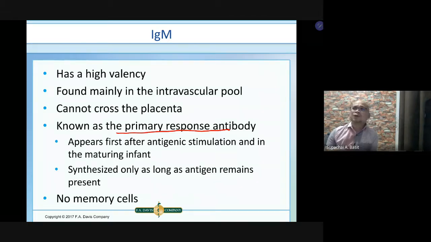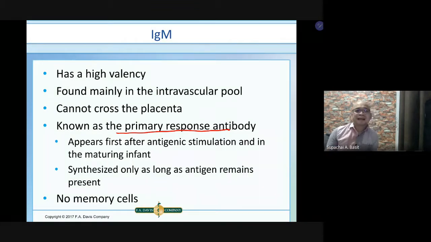Do you know that when you were born, you do not have IgM. You only have IgG that you inherit from your mother, and that is a maternal antibody. However, during the first 3 months of life, you will now start to produce antibodies. And since you start to produce antibodies, the first antibody that will be produced is the IgM. Hence the term primary response. It is synthesized only as long as antigen remains present because memory cells will start synthesizing IgG, but not IgM. IgM will only be synthesized if antigen remains present.